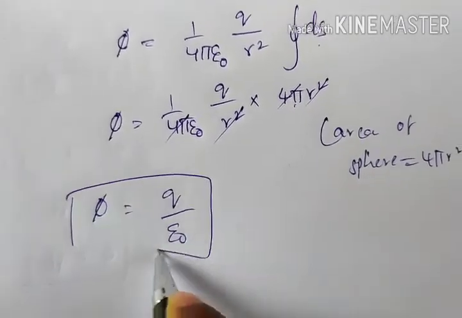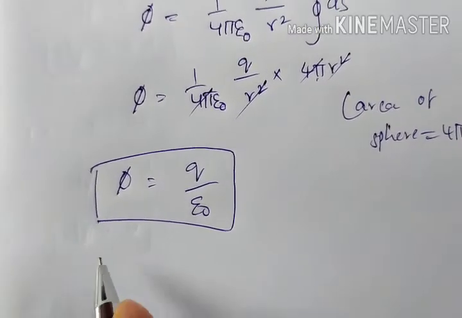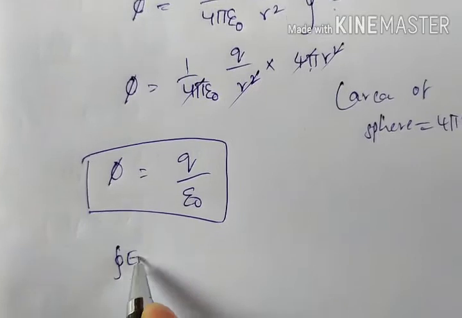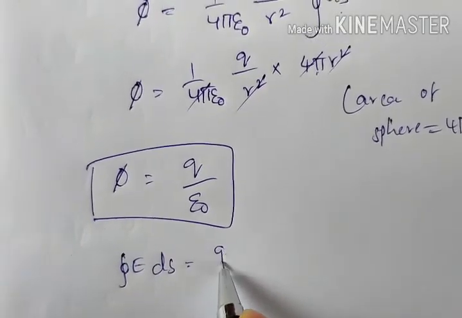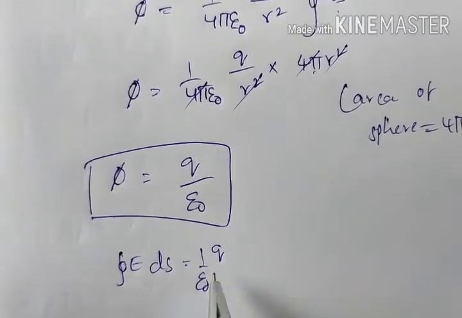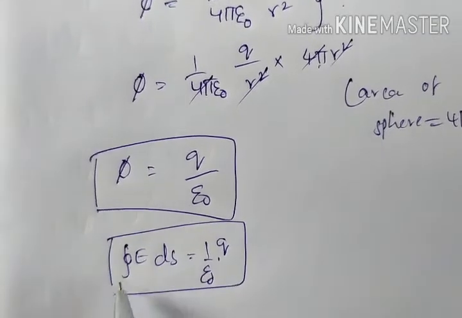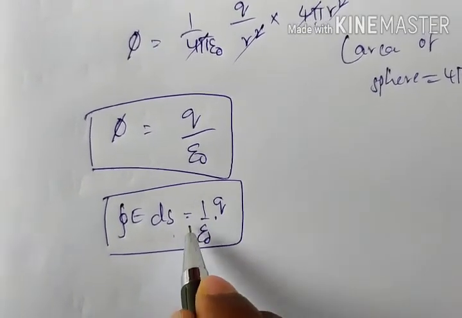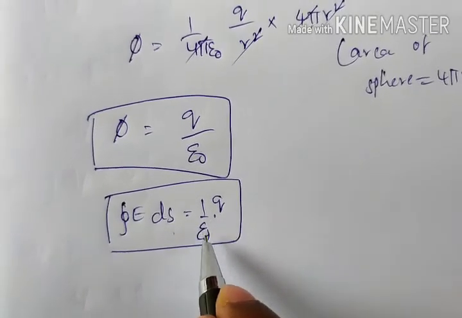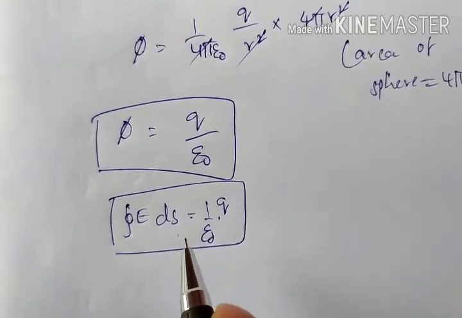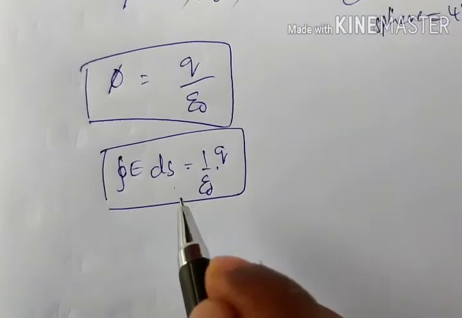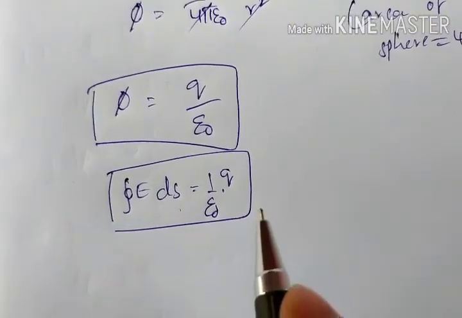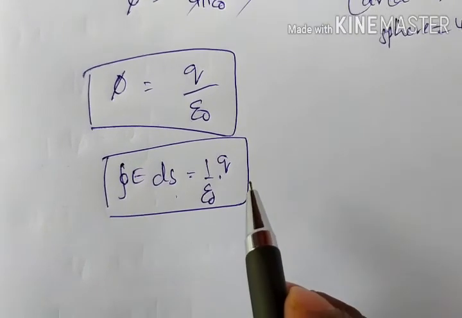This is the Gauss definition, and you can also write it as the closed integral of E ds is equal to 1 by epsilon naught into q. That is, the total electric flux is equal to 1 by epsilon naught times the charge. This is called Gauss law, Gauss theorem, or Gauss equation. Okay? Thank you.